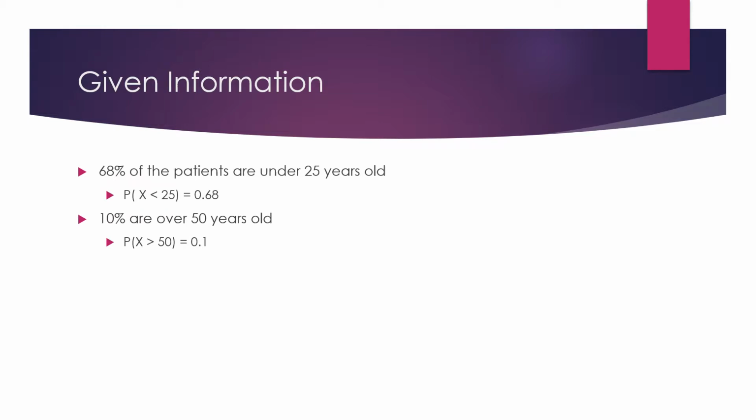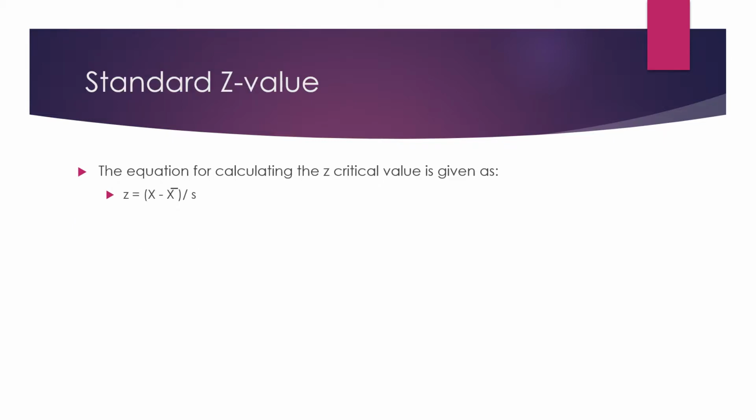The given information includes 68% of the patients are under 25 years old, so that can be expressed as a probability of 0.68. 10% of the patients are over 50 years old, so that can be expressed as a probability of 0.1. Next, it is needed to find the standard z-value, and this is the equation for calculating the z critical value, where z equals x minus the sample mean divided by the sample standard deviation.